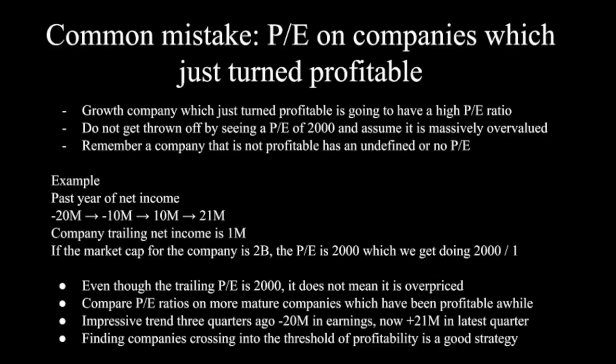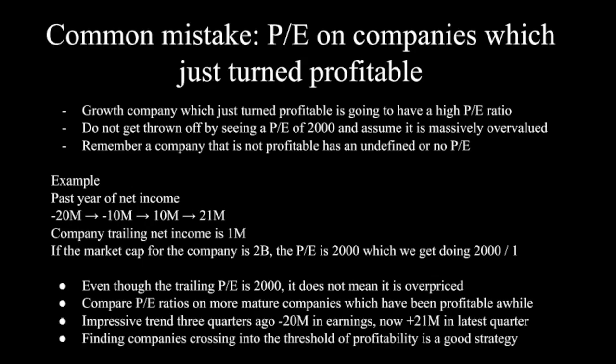Another common mistake that growth investors may make on value is looking at PE on companies which just turned profitable. So, a growth company which just turned profitable is going to have a high PE ratio no matter what. Sometimes we might see a PE ratio of something like 2000 and immediately assume the company's massively overvalued. However, we should remember that a company that is not profitable has an undefined or no PE ratio. And when a company crosses into that threshold of profitability, it's always going to have a high PE ratio. Here's an example which demonstrates that.